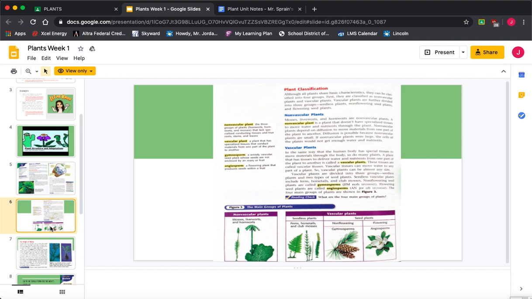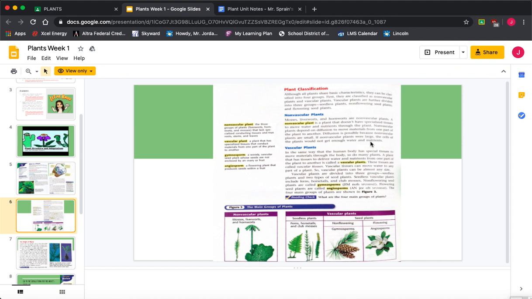Although plants share basic characteristics, they can be classified into 4 groups. First, they are classified as non-vascular and vascular plants. Vascular plants are further divided into 3 groups: seedless plants, non-flowering seed plants, and flowering plants. Going to our first section in the blue bolded words, non-vascular plants.